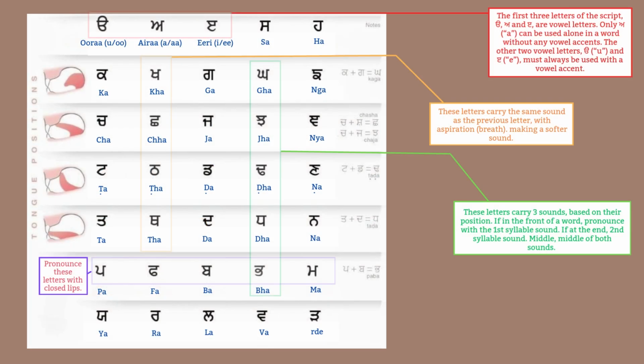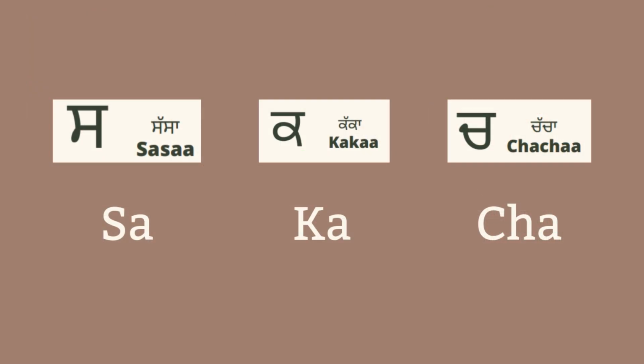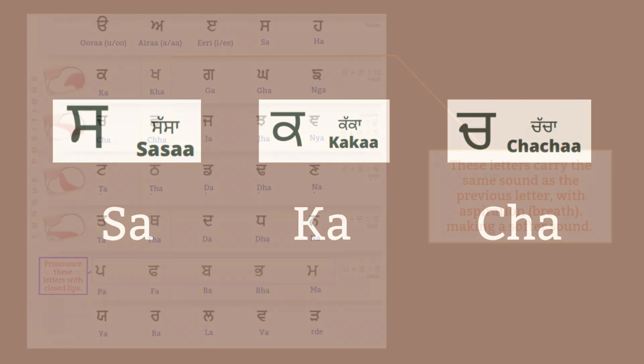There are some easy rules to follow across the entire Gurmukhi script. For example, when we look at the consonants, each letter comes with the sound A. For example, we don't read it as Sassa S, we read it as Sassa Sa. The same way, if you look at the next row, it's Kakka Ka, Chacha Cha.